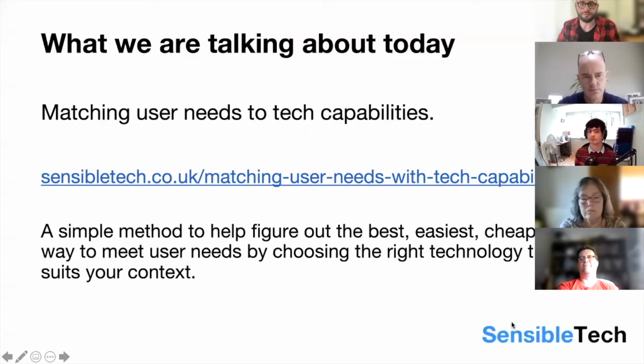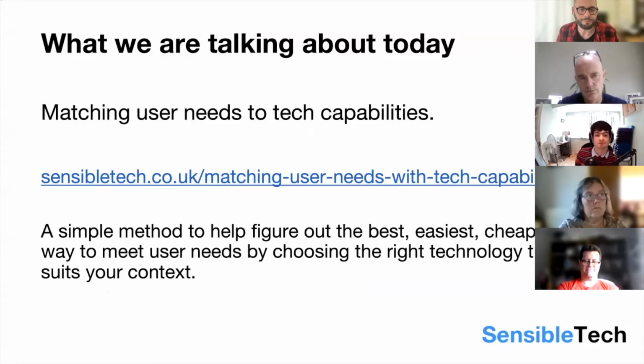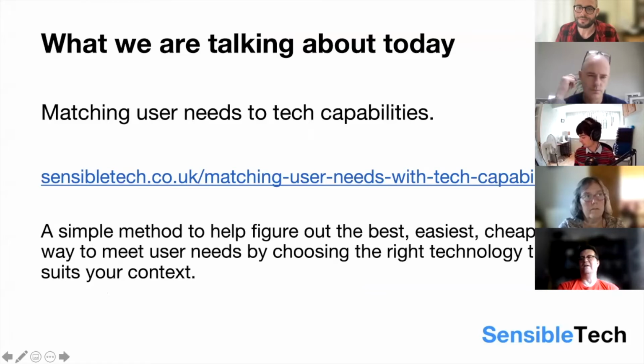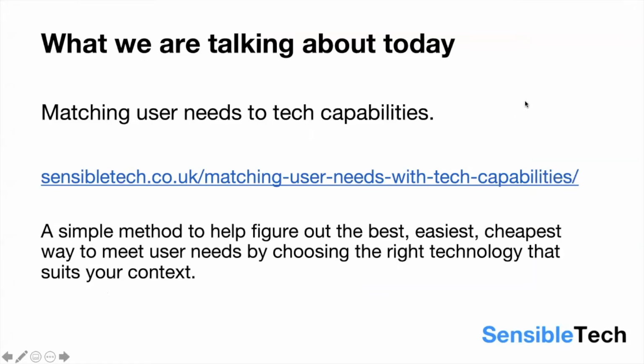What are we actually talking about today? Well, as I said, it's all about matching user needs to tech capabilities. I wrote a little bit about this on the blog a couple of months ago, and there's a link there through to that. I assume you've all done your homework and read that before joining up here. And really, what's this about? Well, it's just a super simple way of helping us to figure out the best, easiest, cheapest way to meet user needs by choosing the right technology that suits our context.